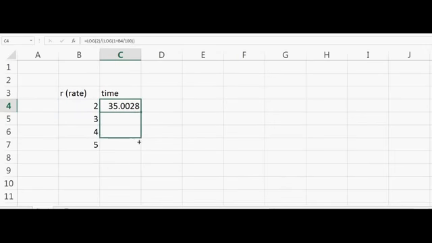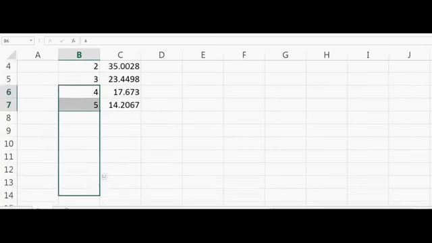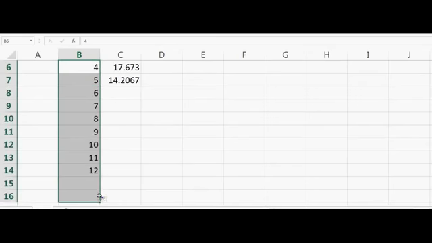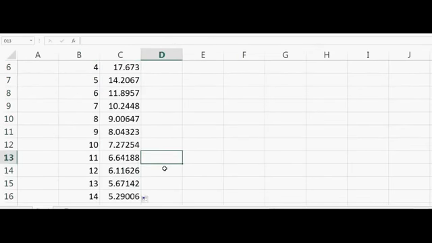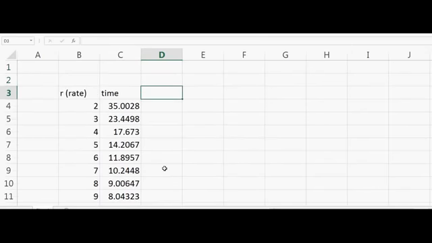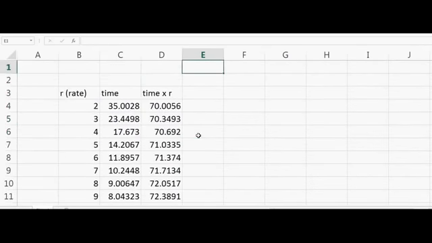So we can keep doing this, and we can also generate a table for all the R's and these numbers. Now if you look here, if you multiply time with R, that will be equal to 2 times 35, so that is 70.0056. So this is very close to 72. If you keep doing this, you will see that all the numbers are close to 72.